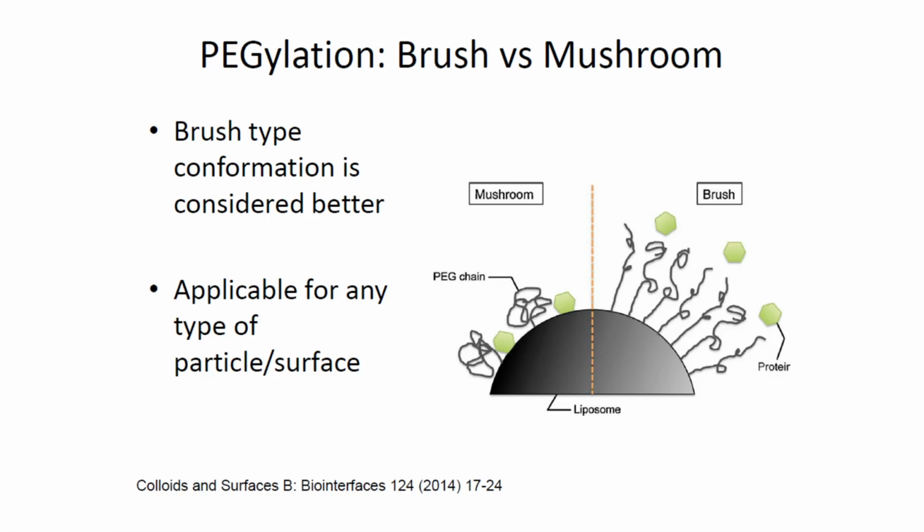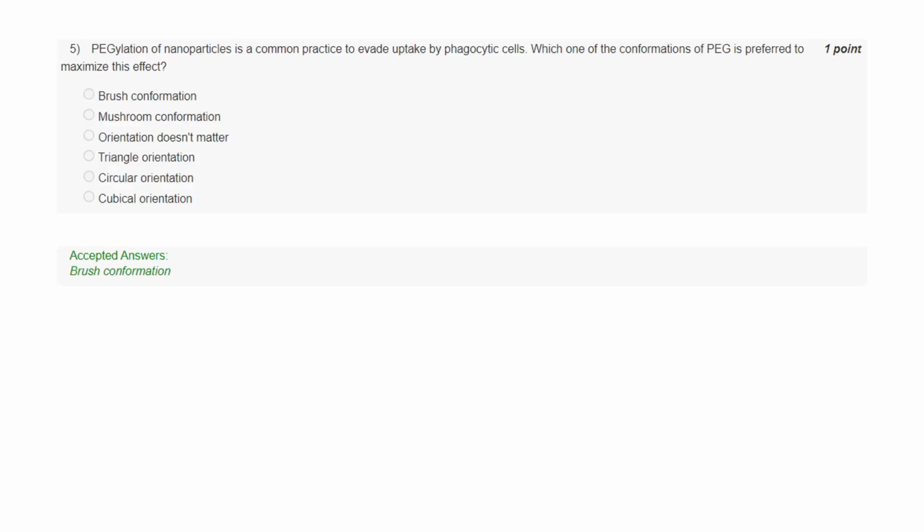So obviously this brush conformation is better because it then avoids protein and cell interaction. Suppose a macrophage or any other cell is coming closer to your particle, they can easily repel it and avoid uptake by the phagocytosis process. So that was the question, which is better. The brush conformation is better than the mushroom.